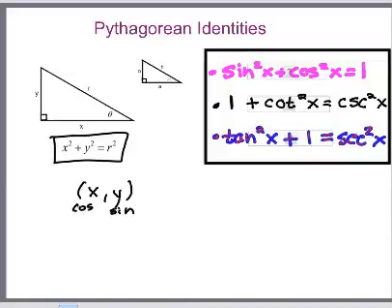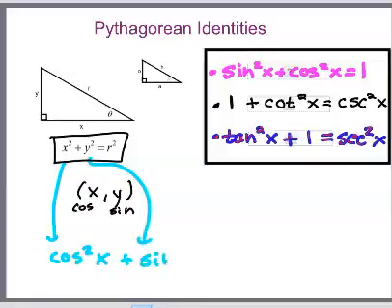So if I replace this x here with cosine squared, and I replace this y with sine squared, and the radius, remember, if we're talking unit circle, that is 1. Well, that's where this first identity comes from here. That sine squared plus cosine squared equals 1.